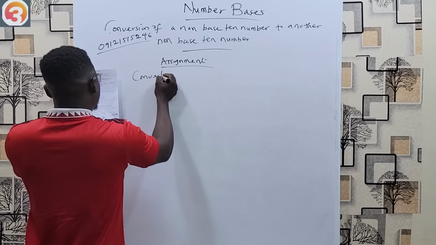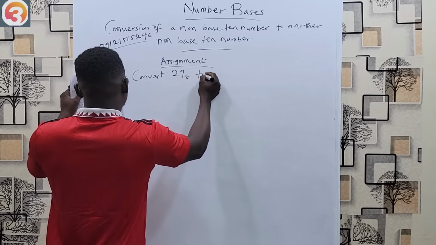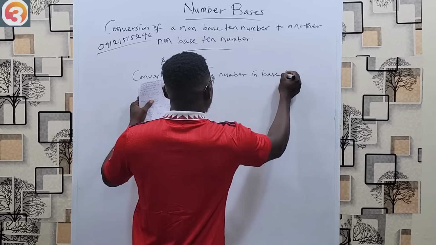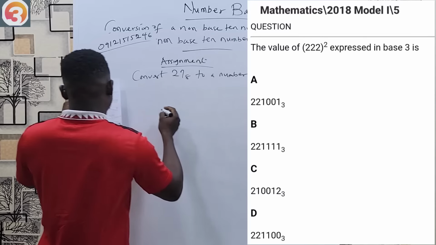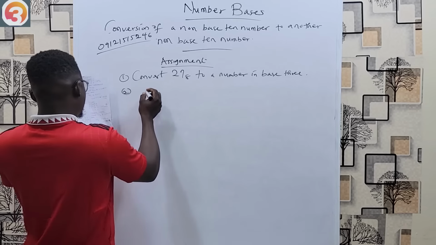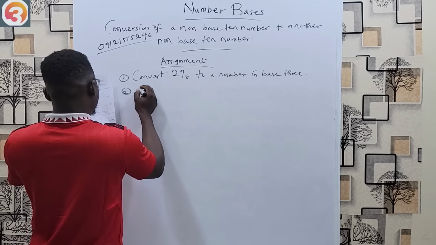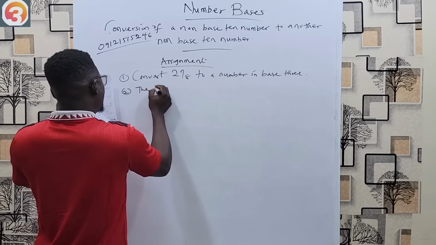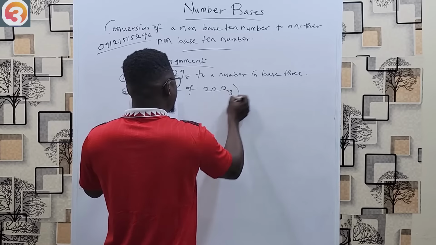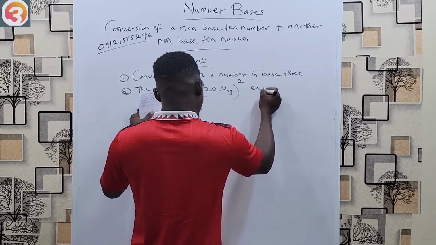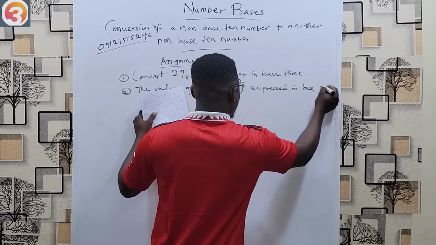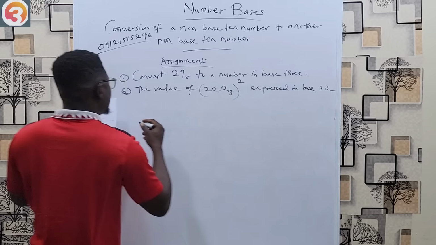Assignment: convert 27 base 8 to a number in base 3. That is number 1. And then number 2, this is a 2018 question, number 5. The value of 222 base 3 all squared, expressed in base 3, is dash.